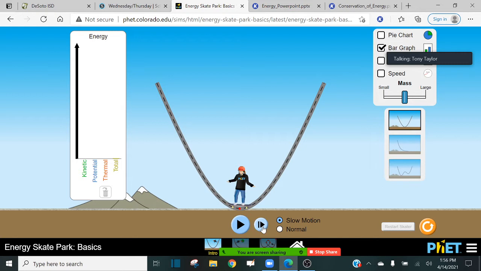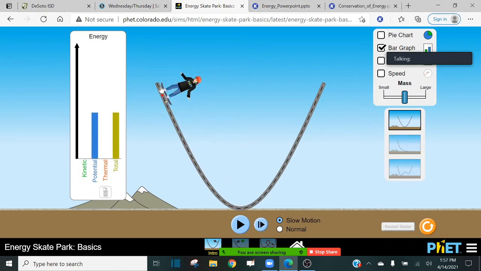Notice as you rub your hands together, they get hotter because you are creating heat. You're creating thermal energy, because there's friction between your two hands. But the point is, the total energy remains conserved.